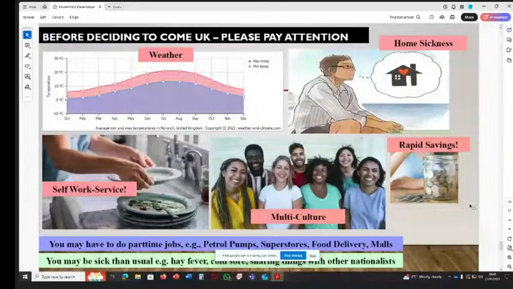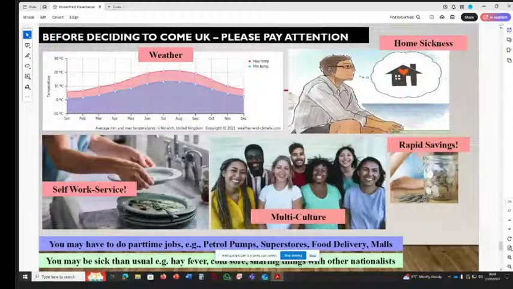Multicultural environment: you can meet many people at a single time. You can see black people, white people, brown people, with different religions, thoughts, minds, and cultures. Go beyond your own comfort zone, so you can experience more interdisciplinary and intercultural activities. Initially, there will be some rapid savings because you are earning roughly £10 per hour.